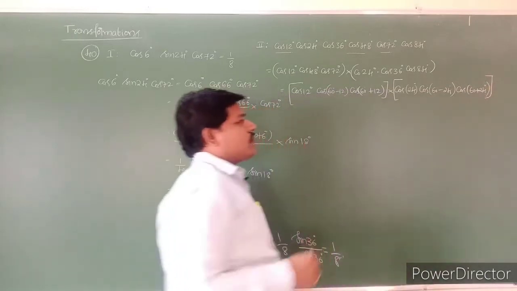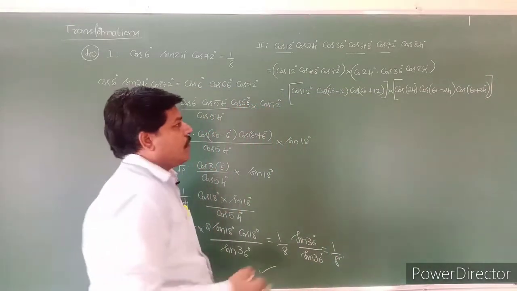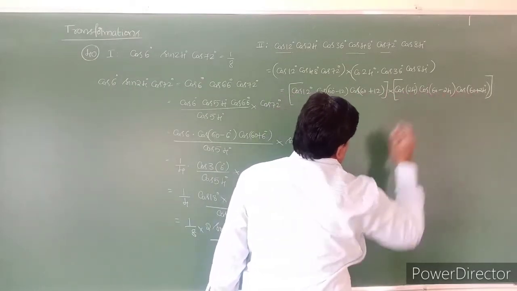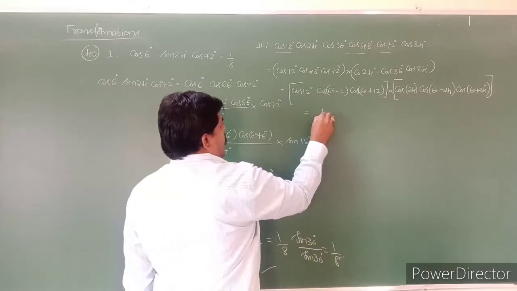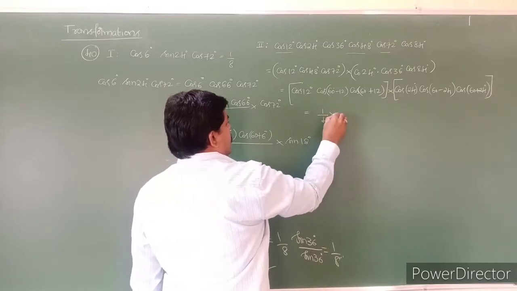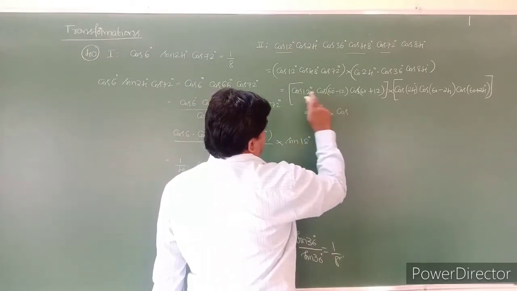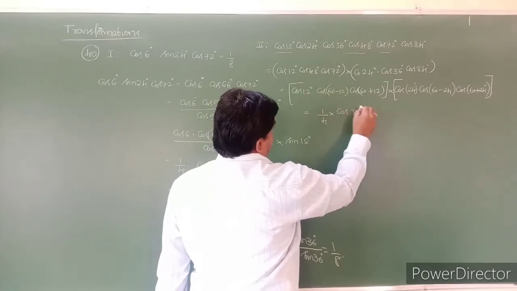So what is this formula, students? You already know the formulas. What is that? Cos theta, cos 60 minus theta, cos 60 plus theta is nothing but 1 by 4 into cos 3 theta. So that is nothing but cos 3 into 12, which is 36 degrees.